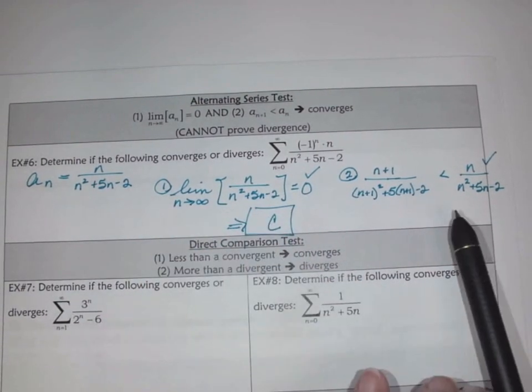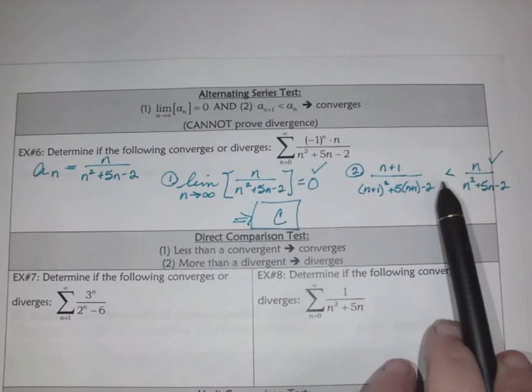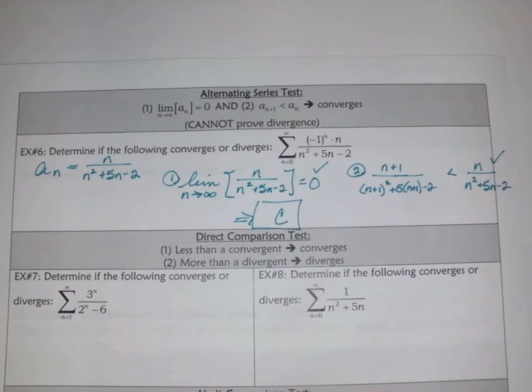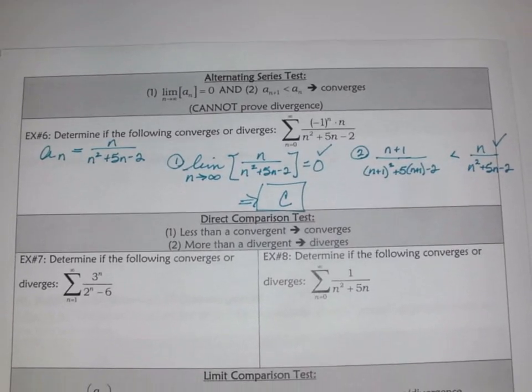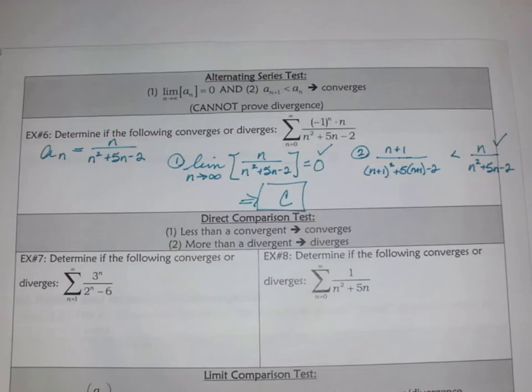Now, remember I've talked about if the terms go to 0, I haven't seen very many where this condition isn't met, so you just assume this condition is correct. All right, direct comparison. Remember, we either said less than a convergent converges or more than a divergent diverges. So if we determine the following converge or diverge.